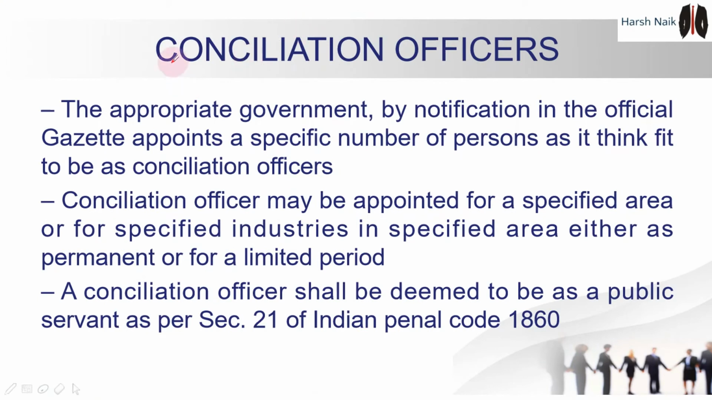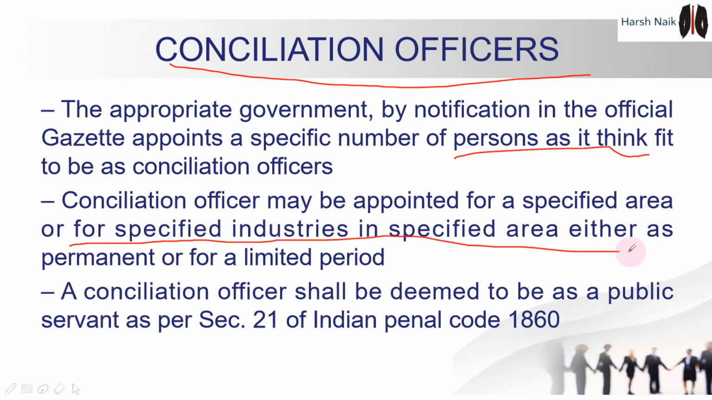Then another one is conciliation officers. Basically, the appropriate government, by notification in the official gazette, appoints a specific number of persons, as it thinks fit, to be conciliation officers. Those are appointed by the government, right? They may be appointed for a specific area or specified industries in specified areas. For a certain number of industries, these conciliation officers are provided, and they are given the job for a certain number of industries in certain areas, right?